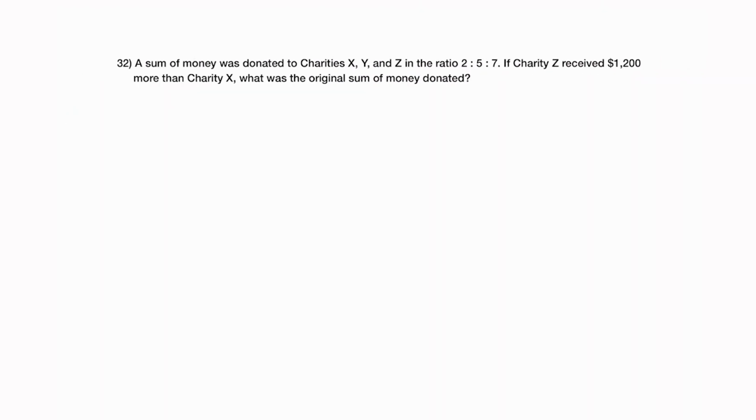Question 32. A sum of money was donated to charities X, Y, Z. So we have X, we have Y, and Z in the ratio of 2, 5, and 7. If charity Z received $1,200 more than charity X, so charity Z is receiving some extra amount. What was the original sum of money donated?